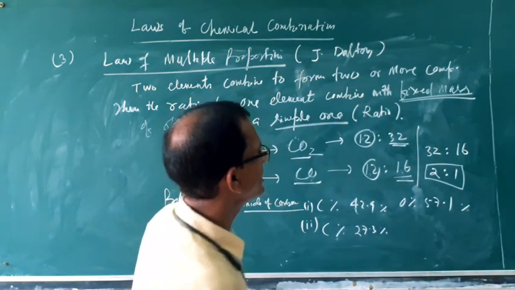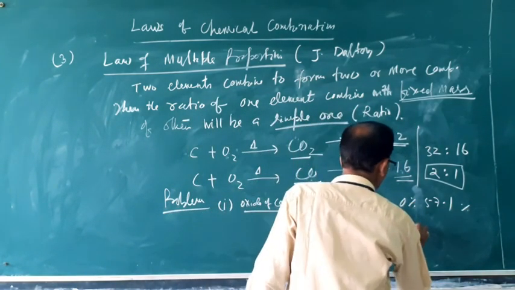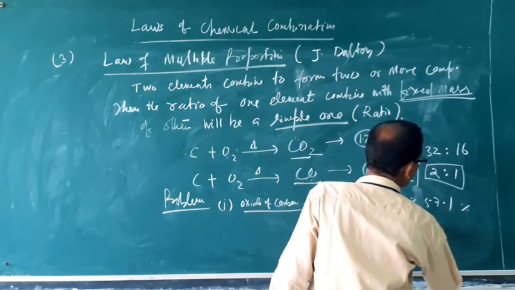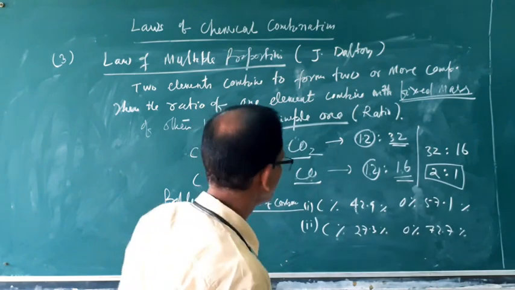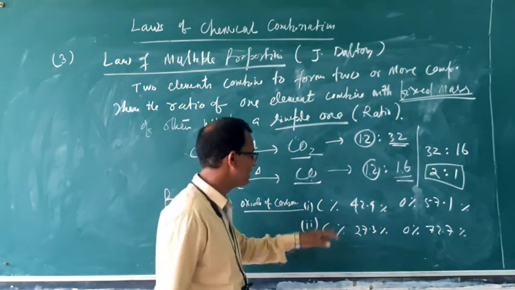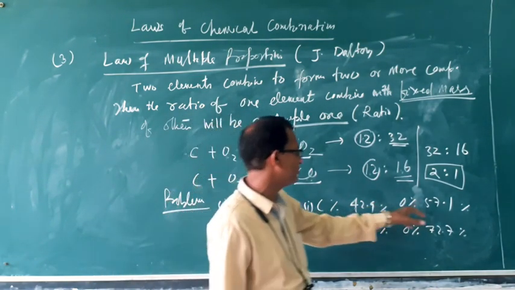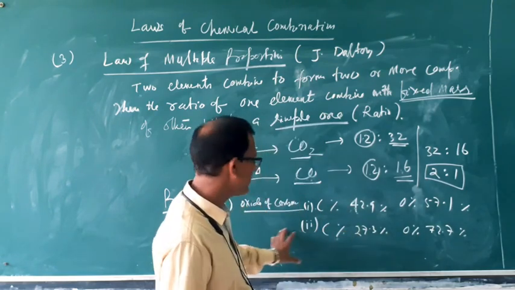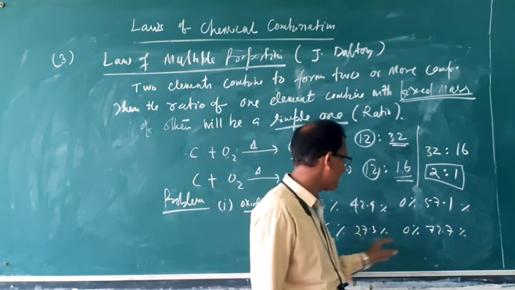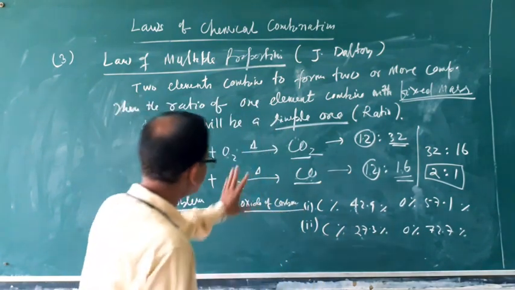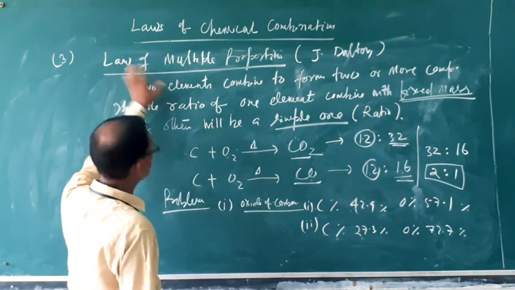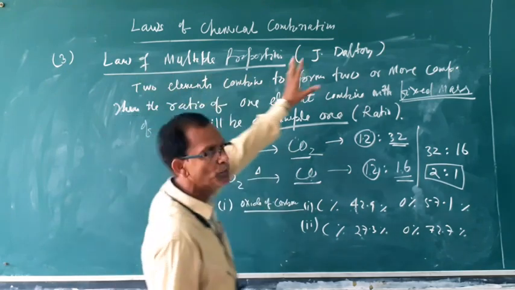And oxygen percentage remaining, how much? 72.7%. In the first experiment, the carbon percent is this much and oxygen percent this much. In the second experiment, carbon percent is this much and oxygen percent this much. We'll compare these experiments to see whether they satisfy the law of multiple proportion or not.